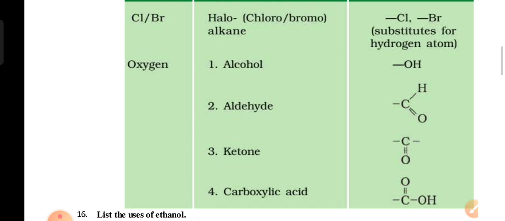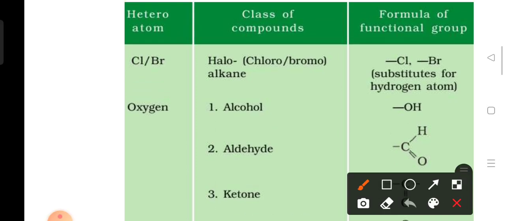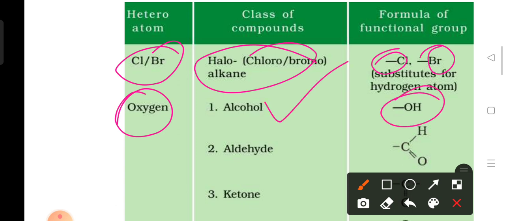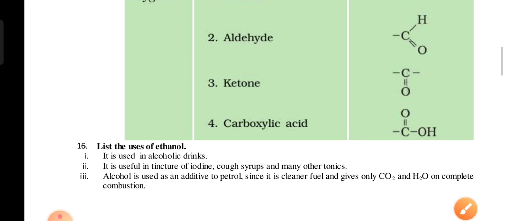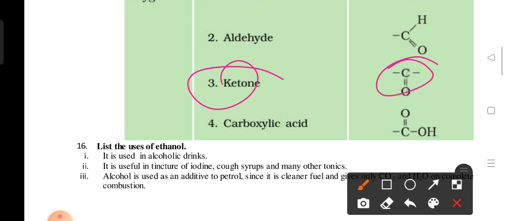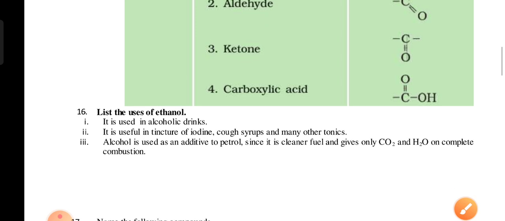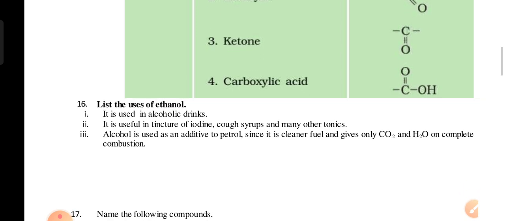Chlorine and bromine are heteroatoms, and those classes of compounds are haloalkanes. They are pronounced as chloro or bromo. Formula of functional groups: Cl, Br. Next, oxygen-oriented heteroatoms are alcohols, OH; aldehydes, CHO; then ketones, CO; then carboxylic acids, COOH. These are the different types of functional groups. Sometimes we use them as a prefix, sometimes as a suffix.